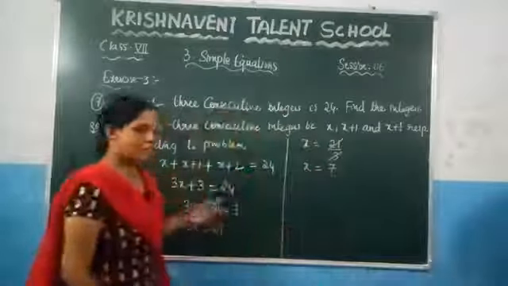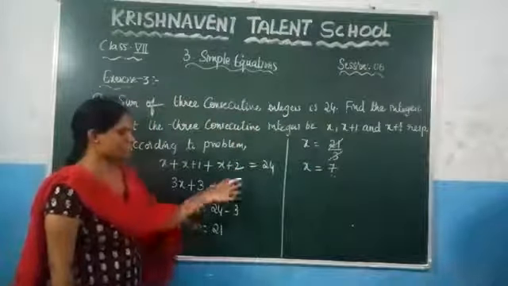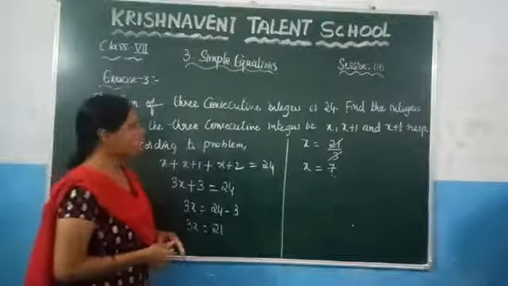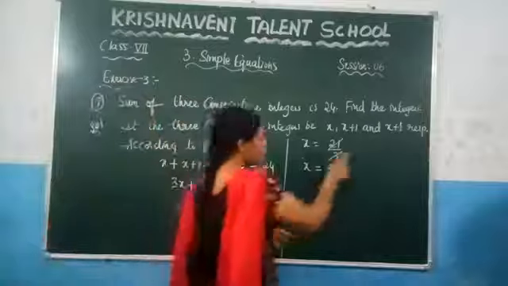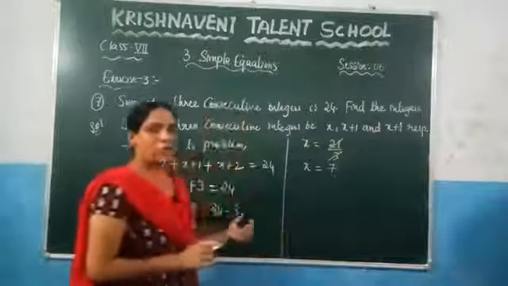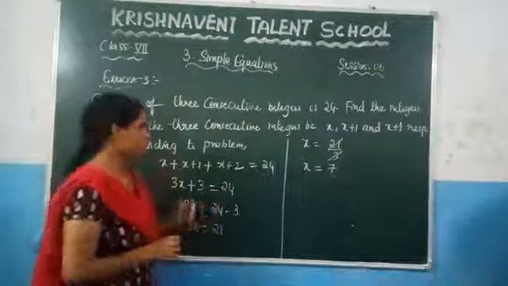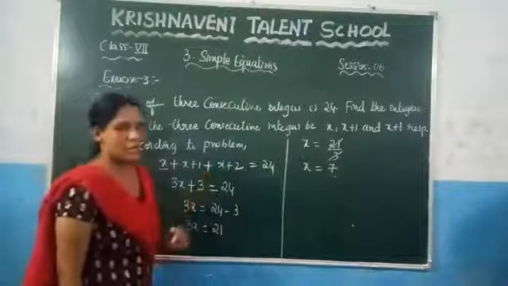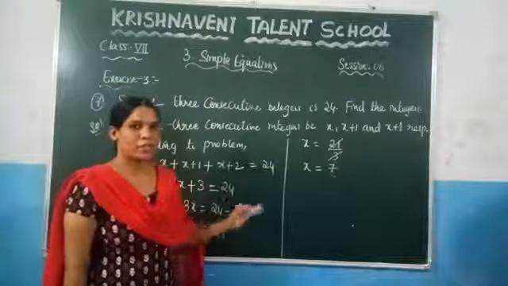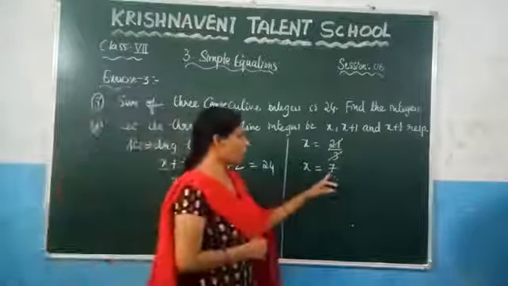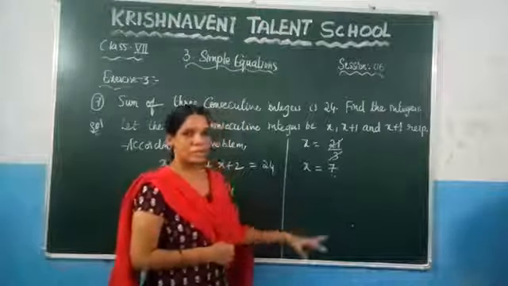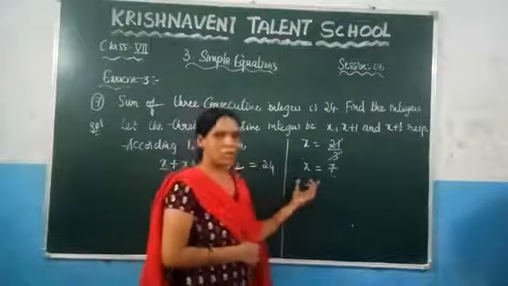Now we have solved this linear equation and found the value of the variable as 7. In the question they ask to find the integers, the three integers. We got the first integer, which is x. Now you need to find the consecutive numbers. The consecutive number of 7 is 8, and the consecutive number of 8 is 9. So we got the three numbers.